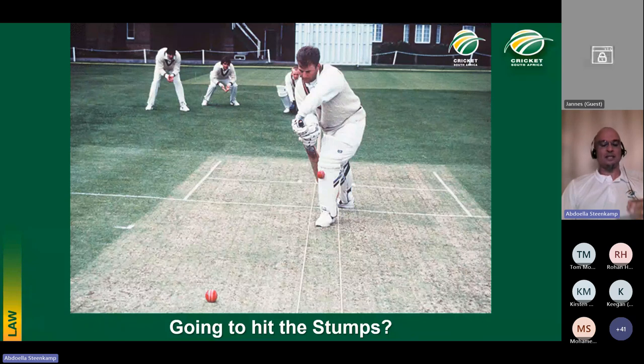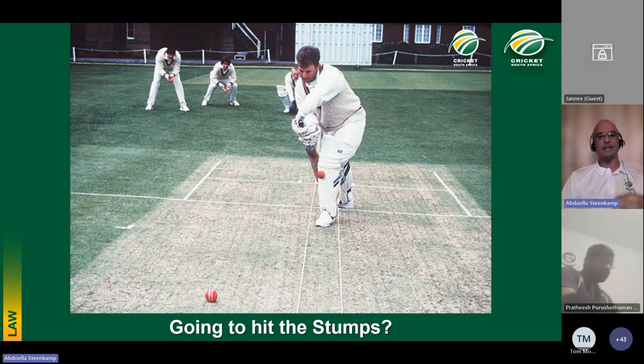This one, where did it pitch? Did it pitch outside off stump or between wicket and wicket? Yes, it pitched outside off stump. Where was the impact? Yes, the impact was between the wicket and wicket. Would it have gone on to hit the stumps?